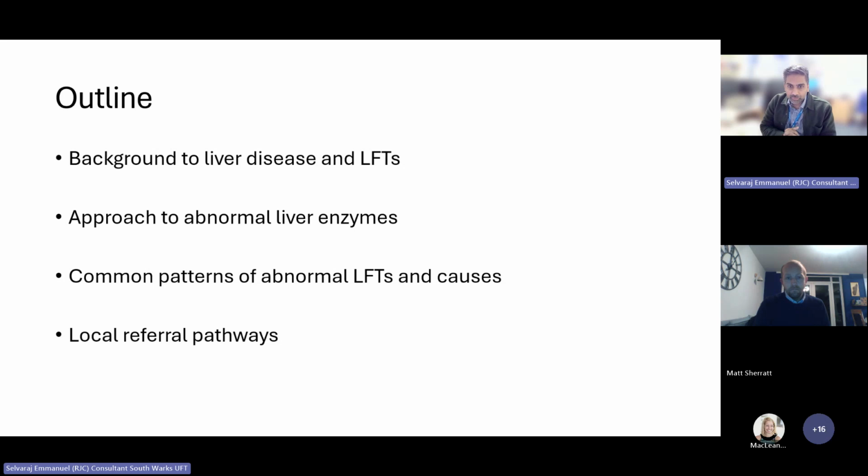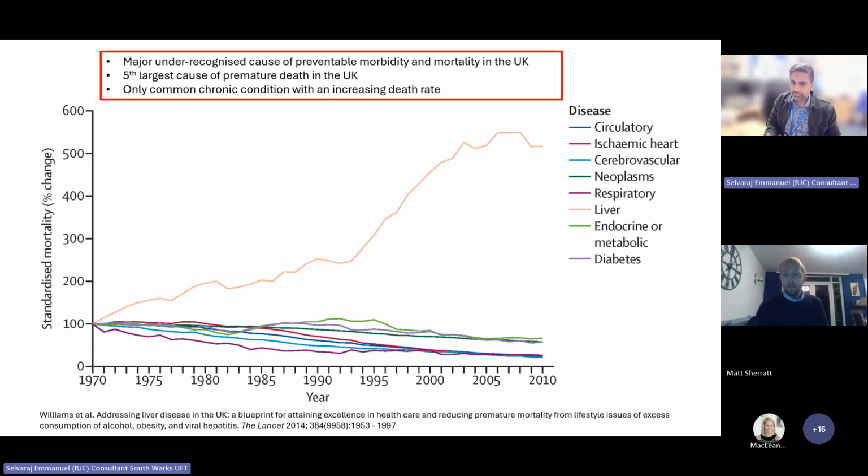So I chose liver enzymes to talk about today. We're going to look at the background to liver diseases and why LFTs feature in that. And then talk a little bit about learning together on how we approach abnormal liver enzymes. I'll be interested to hear your thoughts on how things are in primary care, so we can understand together. Then common patterns of abnormal LFTs and the more common causes that we get advice and guidance or referrals for. And finally, finish off with some local referral pathways that are already in place and in development as well.